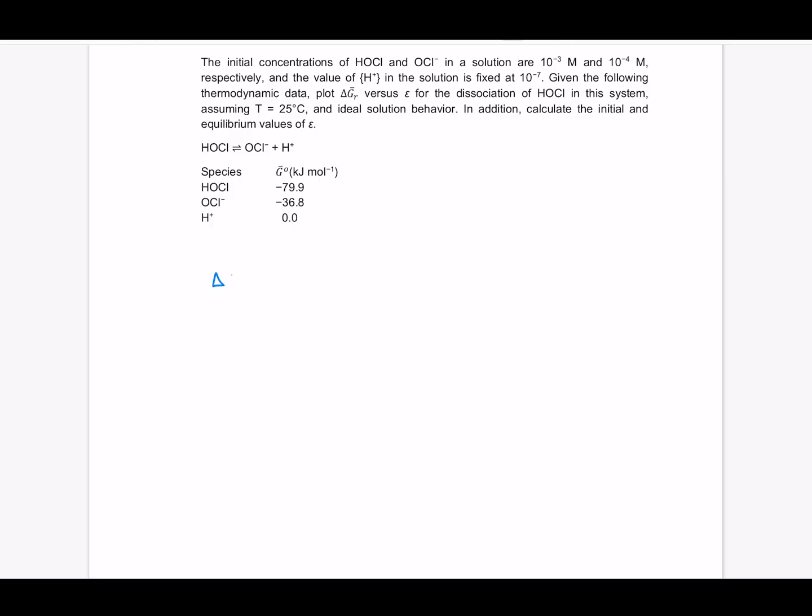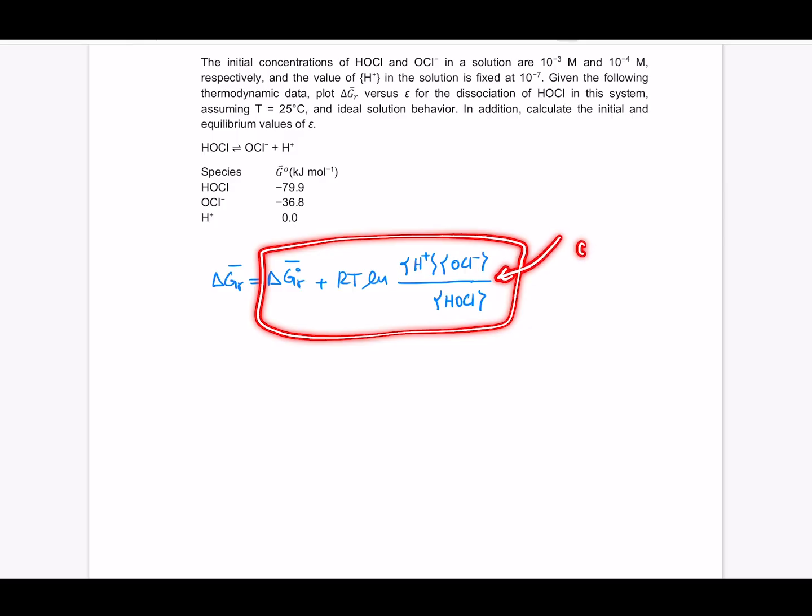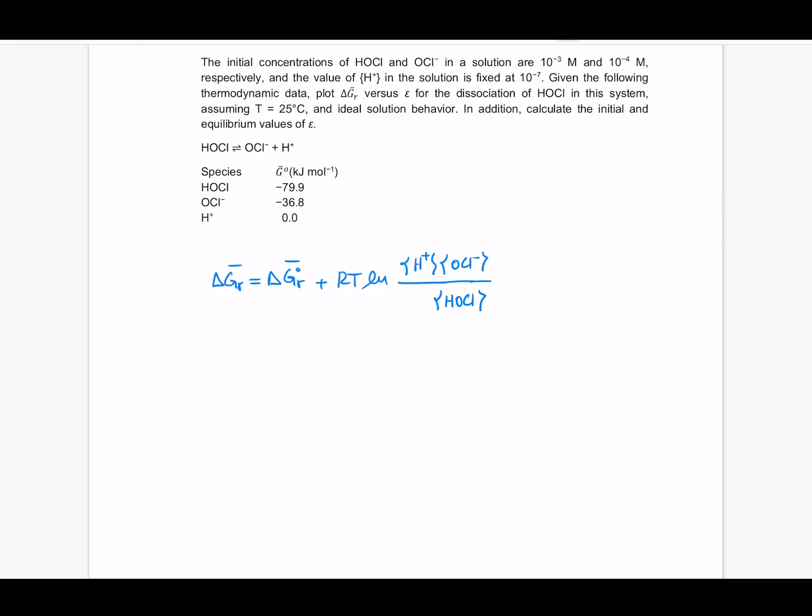We know delta G of reaction is a function of delta G of reaction in the standard condition plus RT ln of the reaction quotient. In this case, the reaction quotient is the activity of H plus, the product, OCl minus, and then the reactant. So far we have sort of that relationship that we're looking for. On one hand, we have delta GR, something that we're interested in, but in this case, we don't have that epsilon factor yet. So we need to basically somehow relate these to epsilon.